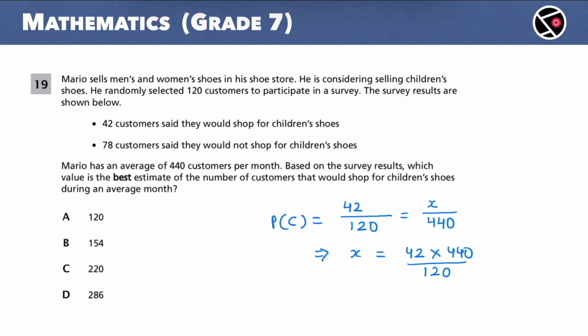We start by cancelling the zeros. We have 4 3s are 12, 4 11s are 44, 3 1s are 3, 3 1s are 3, 3 4s are 12. We have 14 times 11. 11 4s are 44, 11 1s are 11, plus 4 gives me 15. B is the right choice.